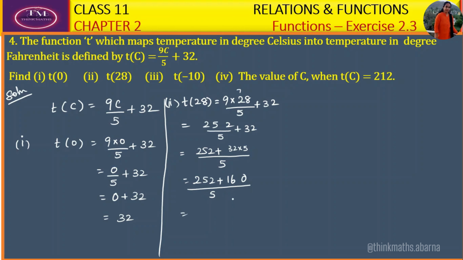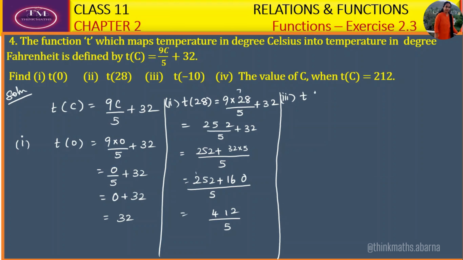252 plus 160. So if we add 2 plus 0, 2, 5 plus 6, 11, balance 1, 3 plus 1, 4. So 412 by 5. This is the answer. When T of 28, the answer is 412 divided by 5. Clear? Next, the third one.